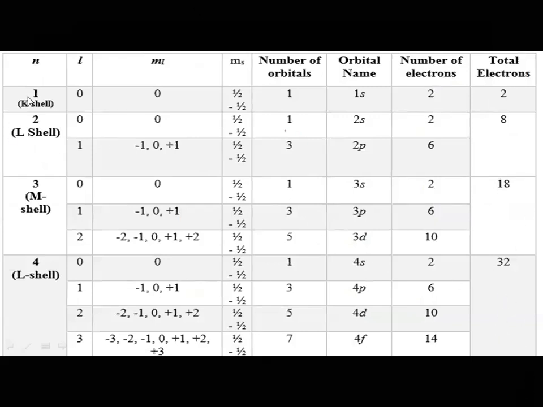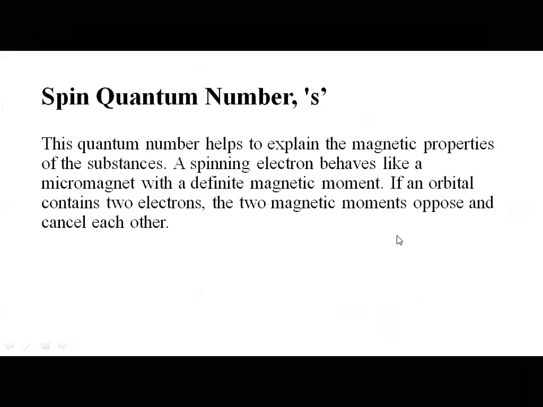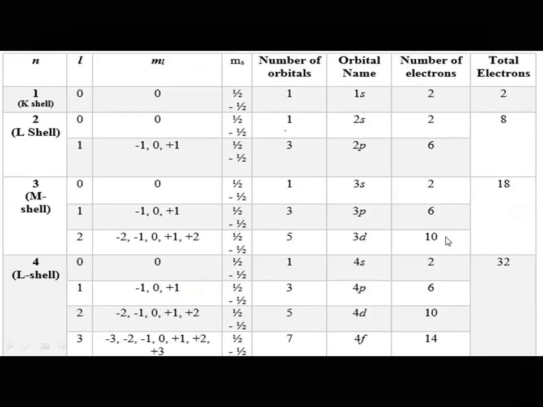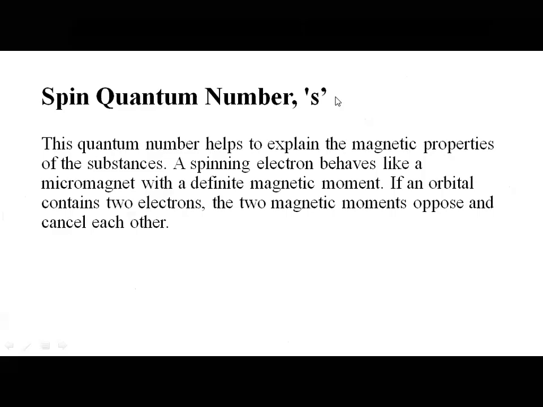So first shell, K shell, you can see here total electrons 2. L shell, 2 plus 6 is 8. M shell, 2 plus 6 plus 10 is 18. And N shell, this is 32. Maximum electrons are 32. And this part you are seeing is about the spin quantum number. Spin quantum number is associated with the electron, denoted by letter S.